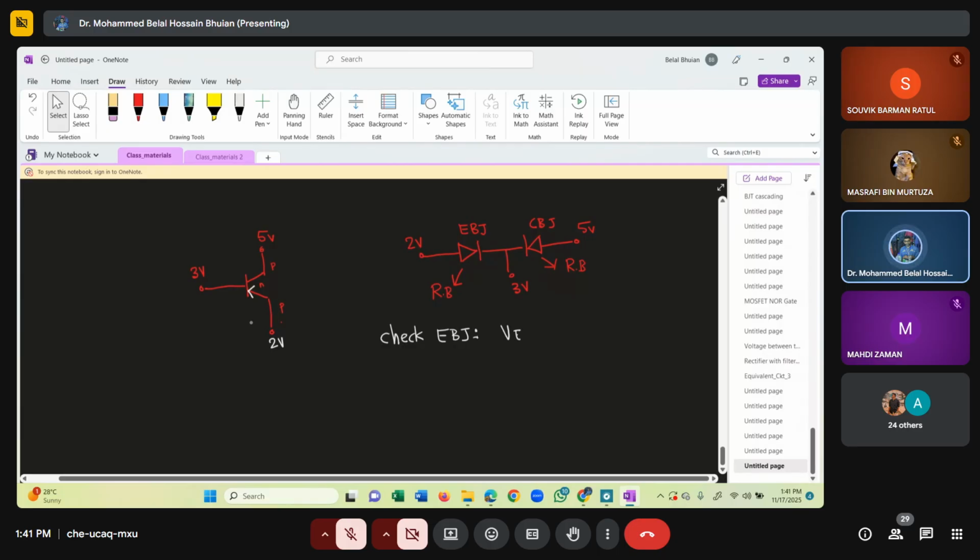VE minus VB. VE is our 2 minus 3, which is minus 1. So E is less than B by 1. E is our P type material, B is our N type material. So it's reverse bias. The emitter junction is basically reverse bias.